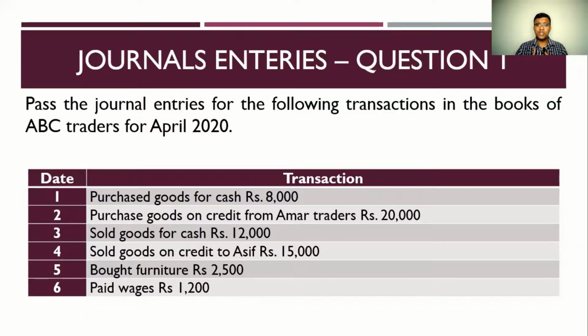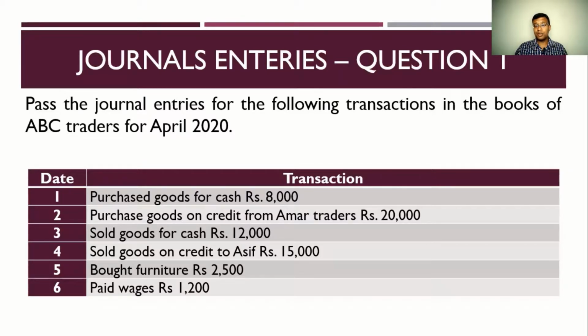In today's video, we would be learning how to go about journalizing a given set of transactions applying the golden rules of accounting. Let's look at this question together. The question says, pass the journal entries for the following transaction in the books of ABC Traders for April 2020. We've been given a few transactions of ABC Traders and we're expected to prepare the journals for April 2020. There are 6 transactions which have been given to us, and we will have to journalize them into the books of accounts, which is journal.